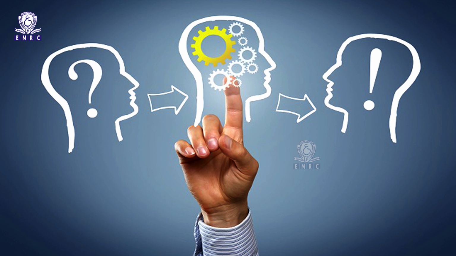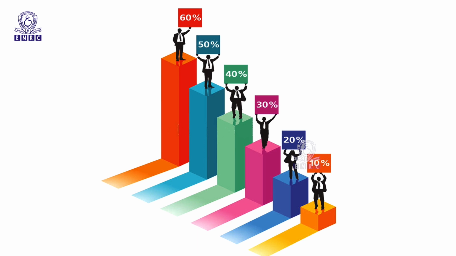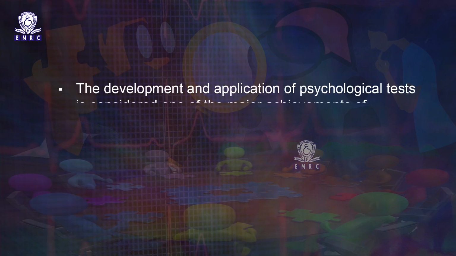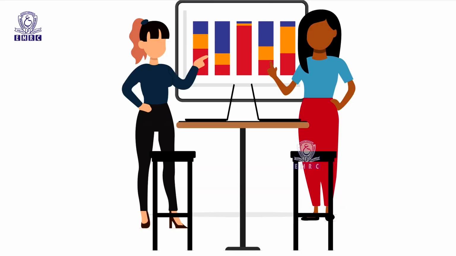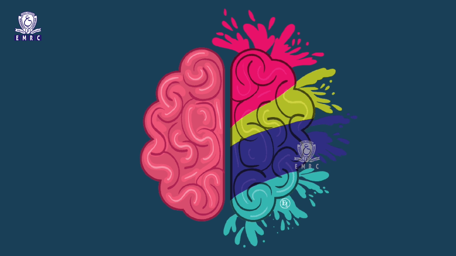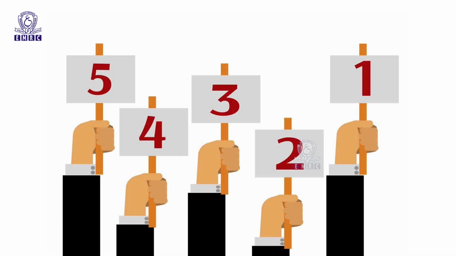Psychometricians have responded well to all these challenges, and now there are specialized tests for every conceivable psychometric attribute to the acceptable levels of reliability and validity. The development and application of psychological tests is considered one of the major achievements of psychologists in the last century. Defining formally, a psychological test is an objective procedure for sampling and quantifying human behavior to make an inference about a particular psychological construct using standardized stimuli and methods of administration and scoring.